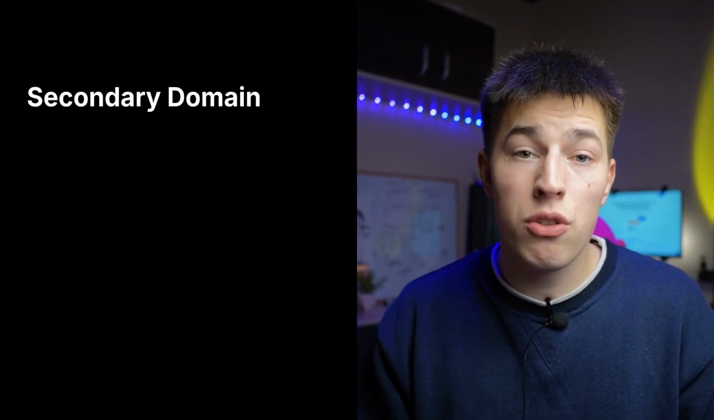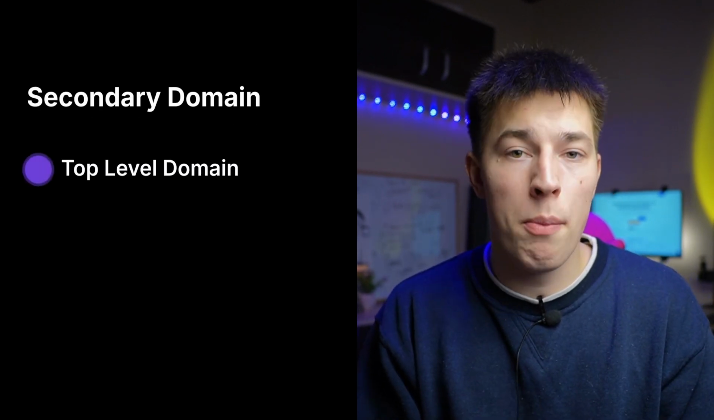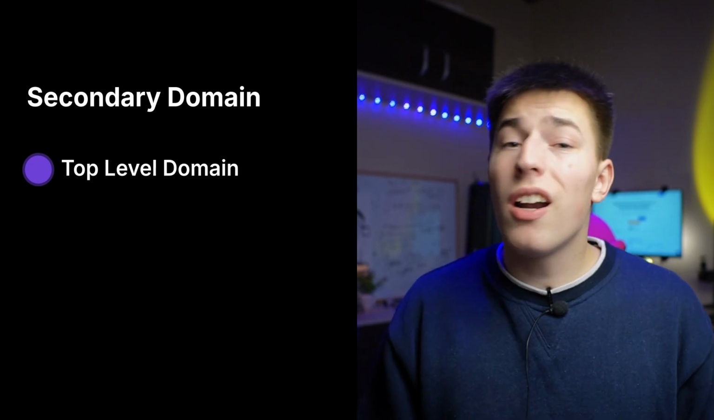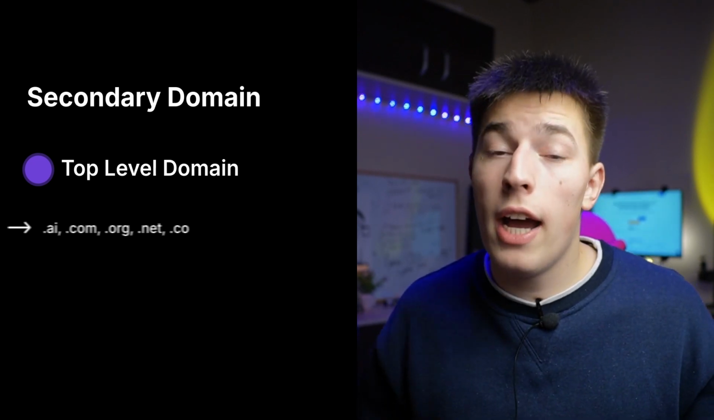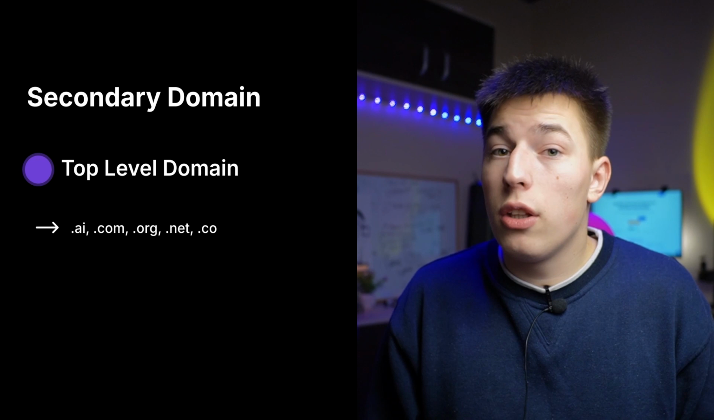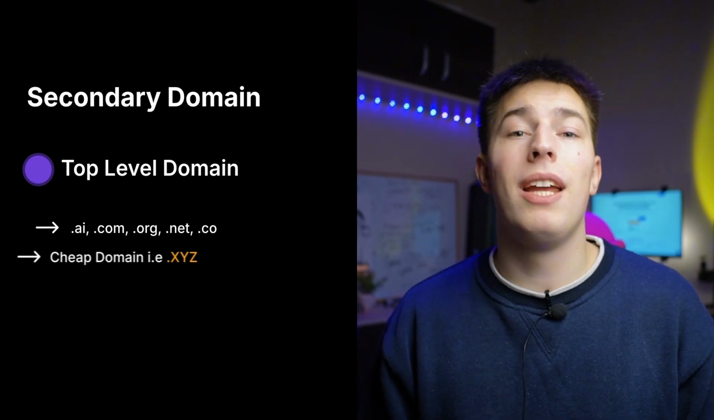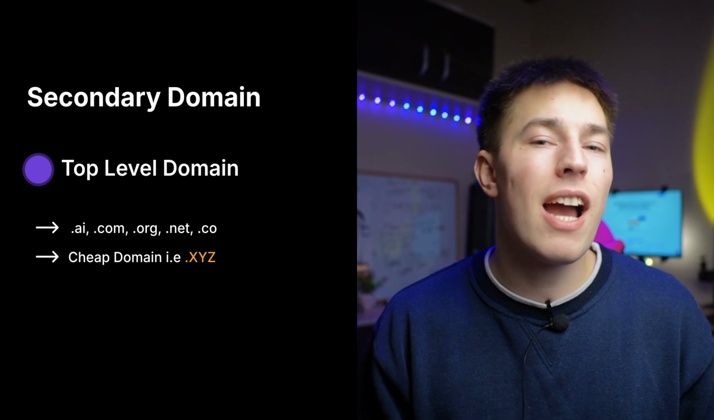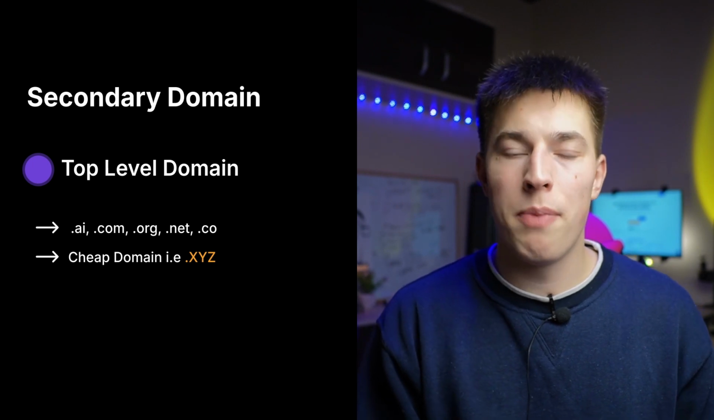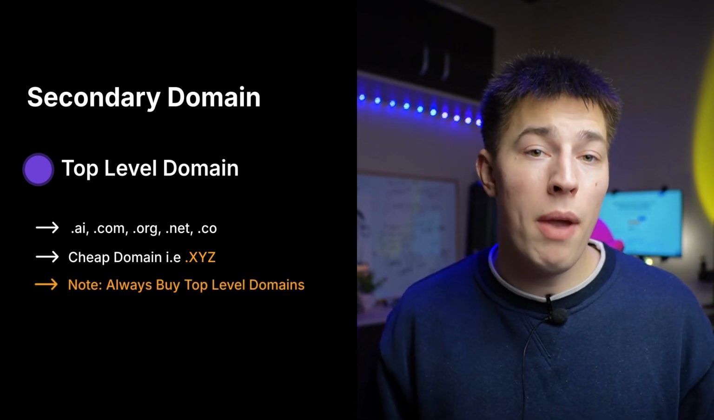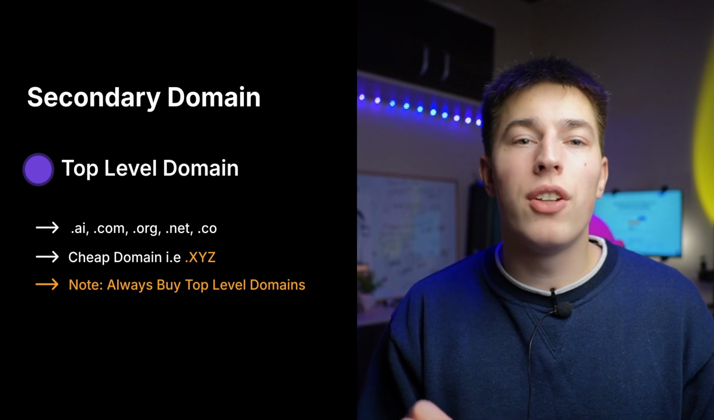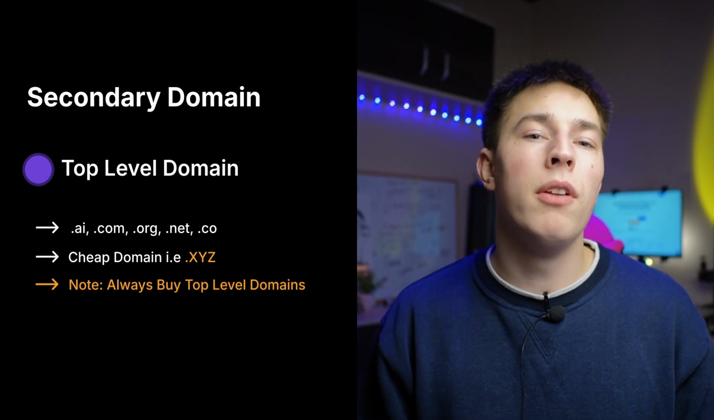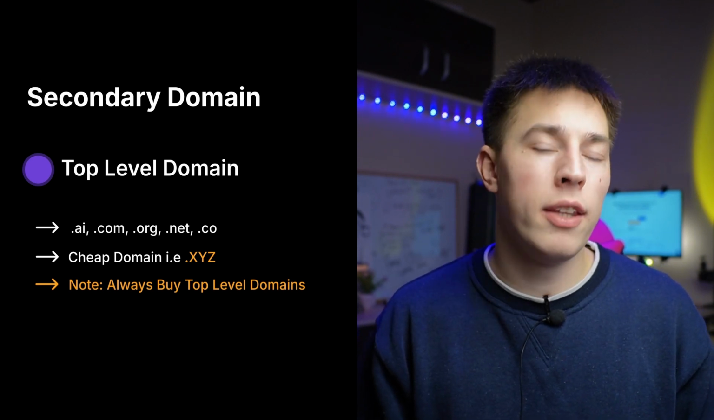And secondary domains should always be top-level domains. What do I mean by that? Well, there are all kinds of domains: .ai, .com, .org, .net, .co, and if you choose cheap domains like .xyz, you'll right away have worse reputation because these kinds of domains are usually used by spammers. So when you buy secondary domains for cold email, make sure you buy .com domains or any top-level domains like .co or .net. Now you know what kind of secondary domains you should get, preferably .com domains.